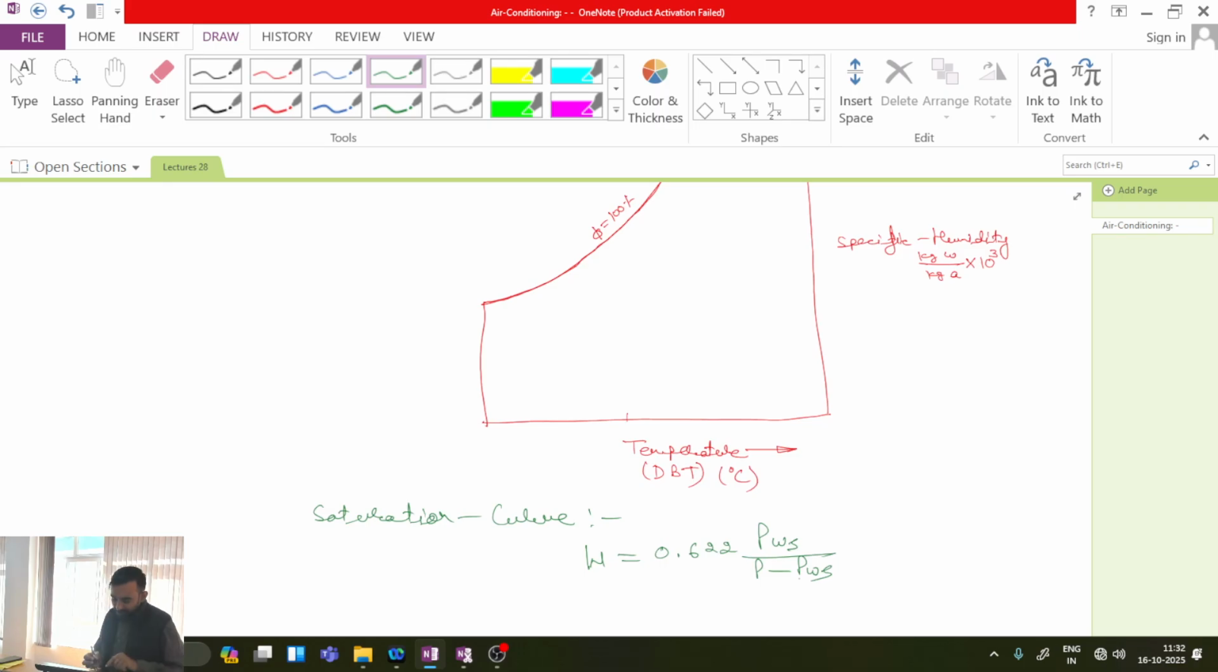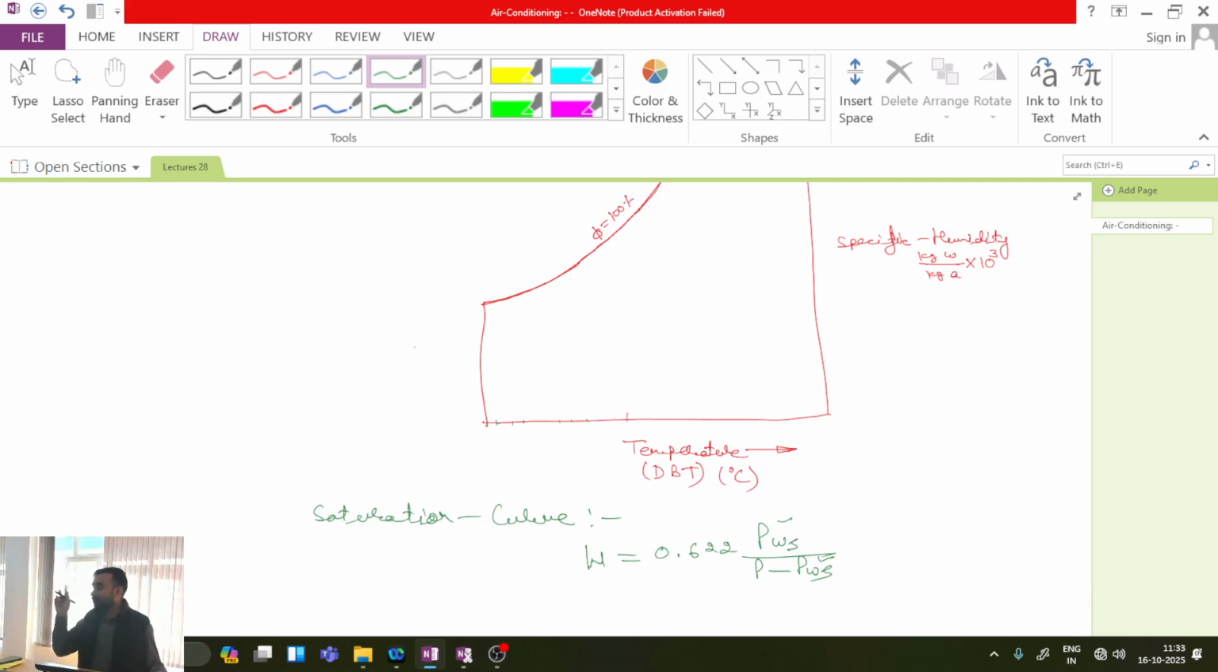And what I simply need to do is select different temperature values. At each temperature value, I can go to the saturated steam table. From the saturated steam table, I will measure the corresponding saturation pressure. That will become my PWS. I will substitute it in this formula, and for all the temperatures, I will get the corresponding values of W. All of you agree to this point? From this simple formula, I can obtain this entire line. It's very easy because I simply need to go for PWS.